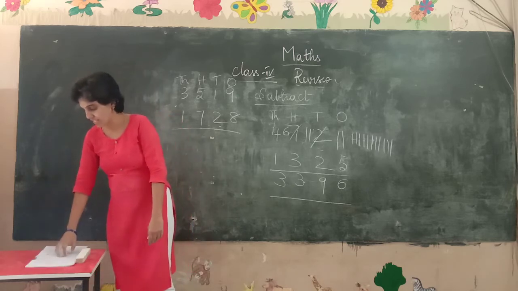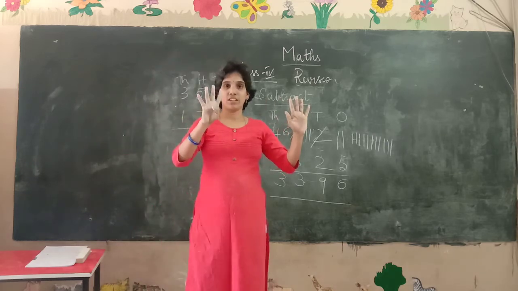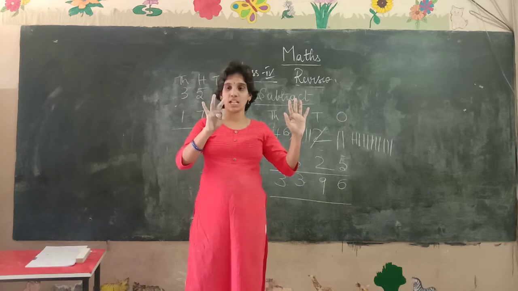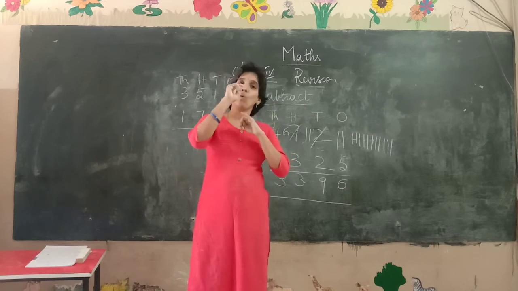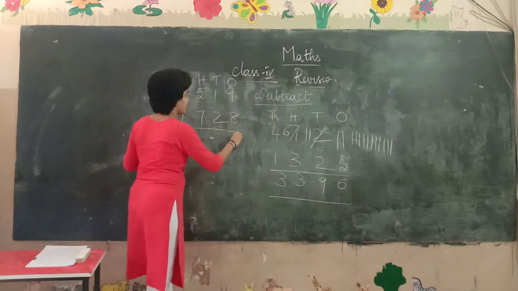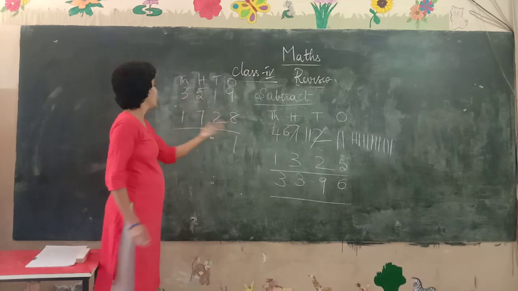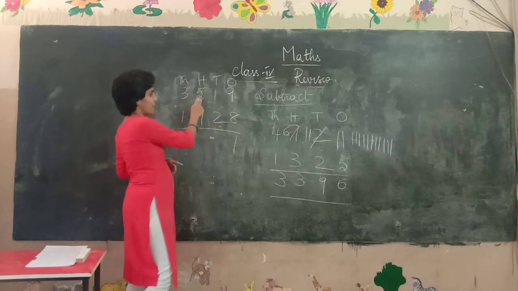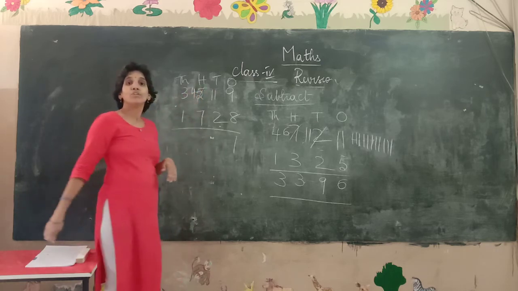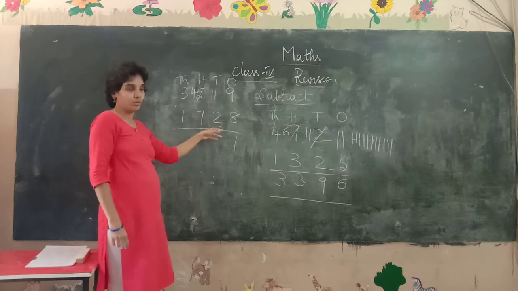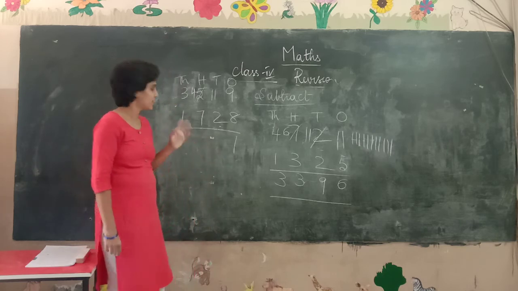Close 8 fingers. So take 9 fingers. 6, 7, 8. So what is the remaining one? 1. So 9 minus 8 is 1. And can we subtract 2 from 1? No. We have to go for borrow subtraction. So from 5, we are borrowing 1. So 1 will become 11. And 5 will become 4. So 11 minus 2. So draw 11 lines and subtract 2. It will be a strike of 2 lines. So it will be 9.